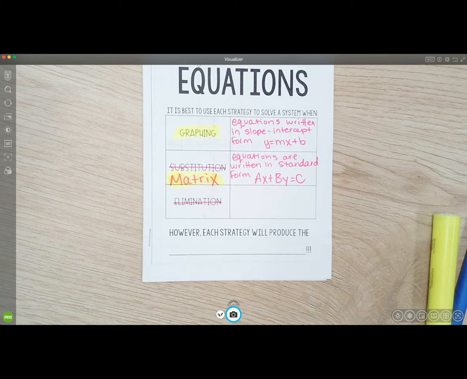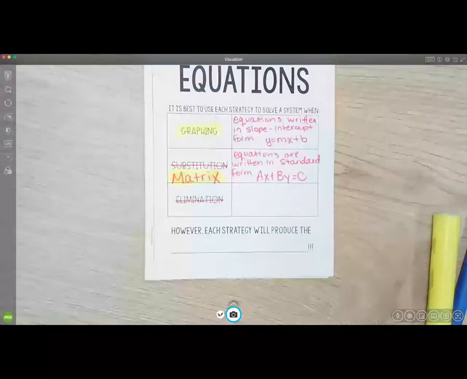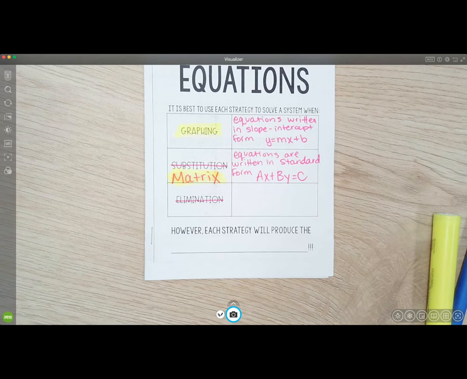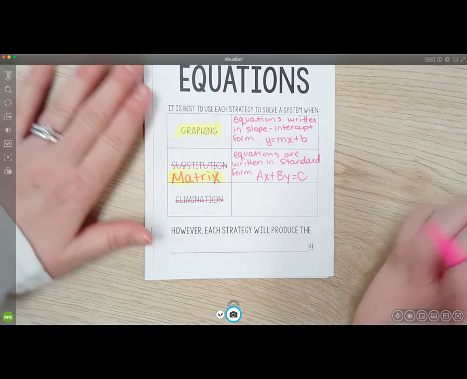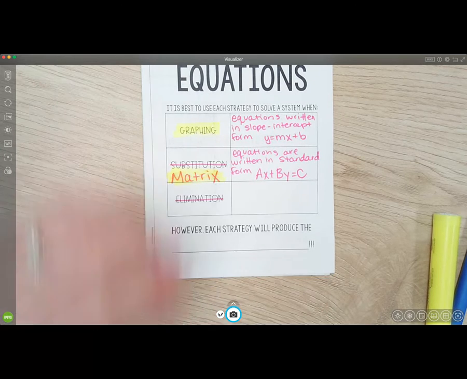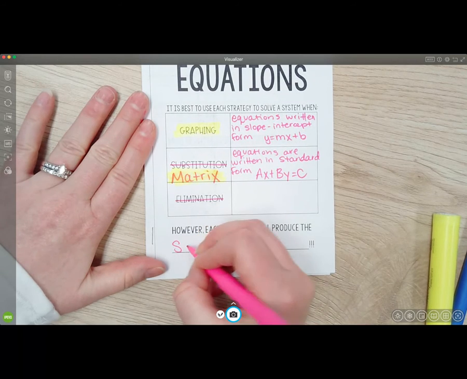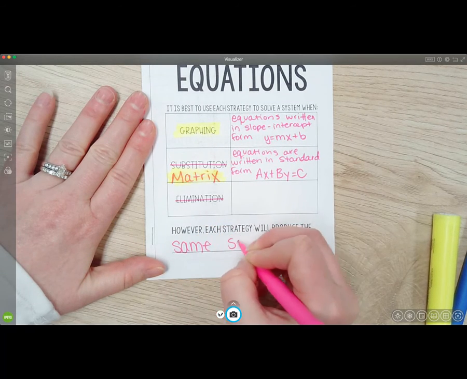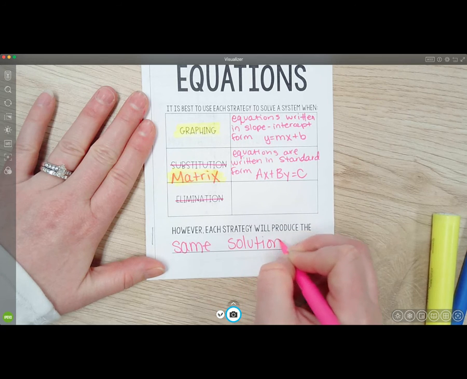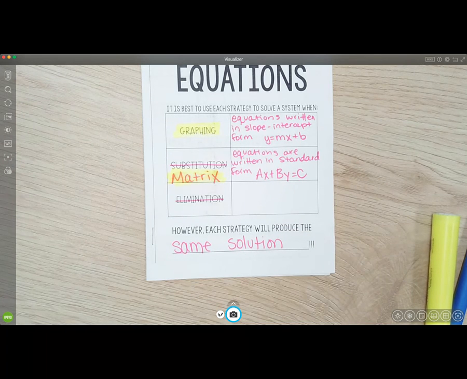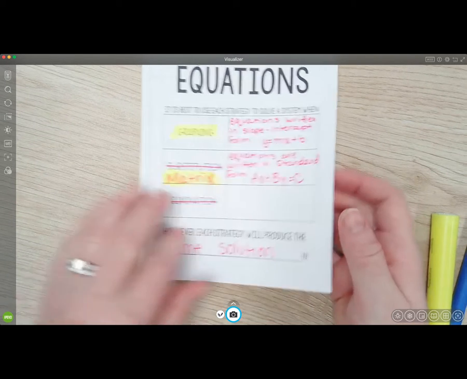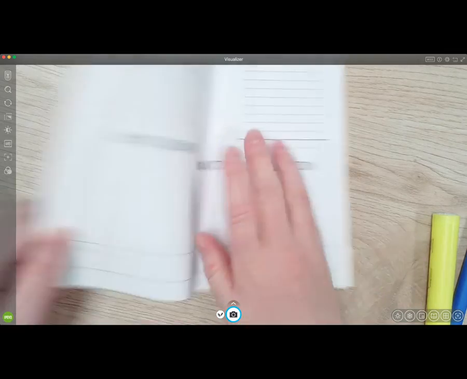But either way you solve it, whether you're graphing and finding the intersection or matrix and finding your two unknown variables, you will still get the same solution. However, each strategy will produce the same solution. So let's go ahead and open it up.